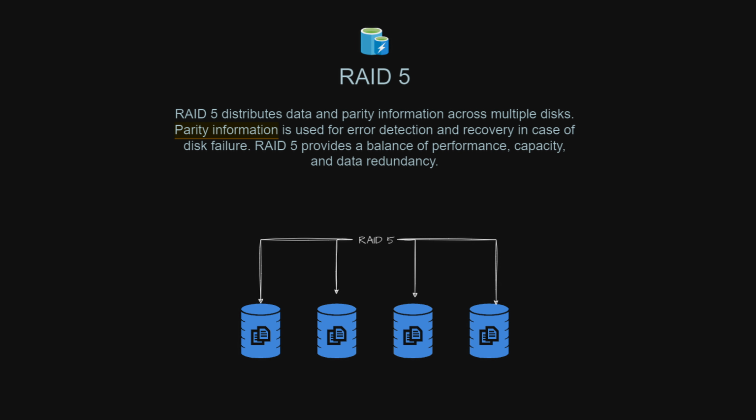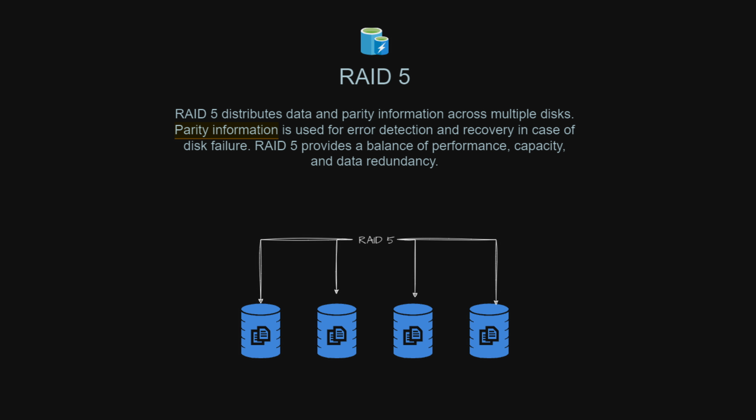If you want more usable data with redundancy, you can try RAID 5. RAID 5 distributes data and parity information across multiple disks. Parity information is used for error detection and recovery in the case of disk failure. RAID 5 provides a balance of performance, capacity, and data redundancy.